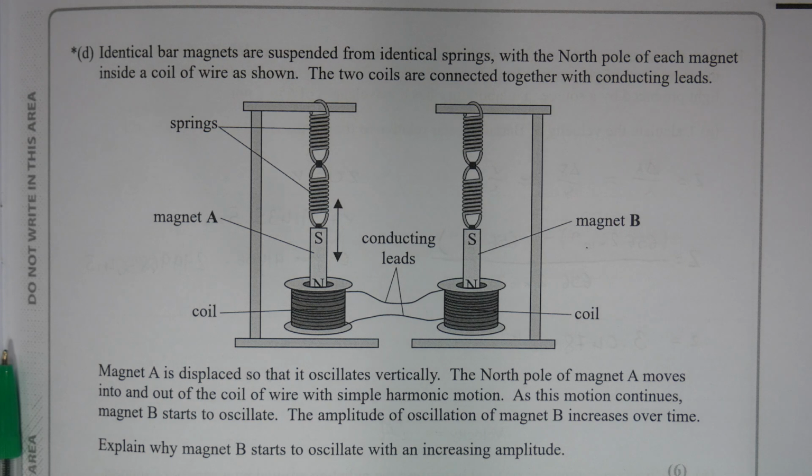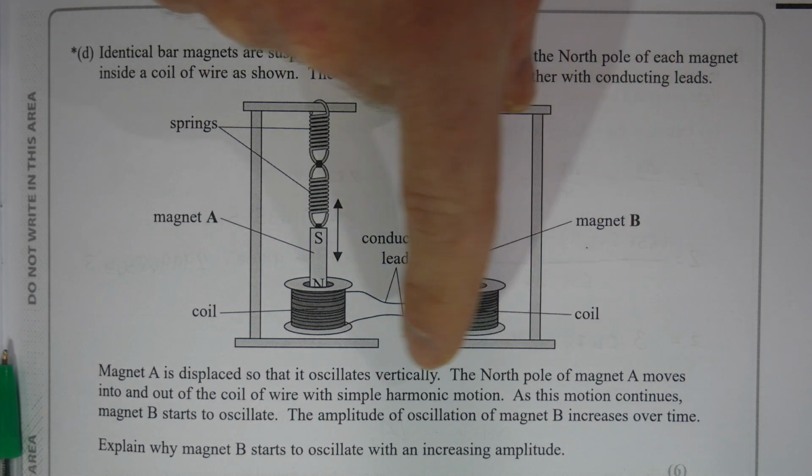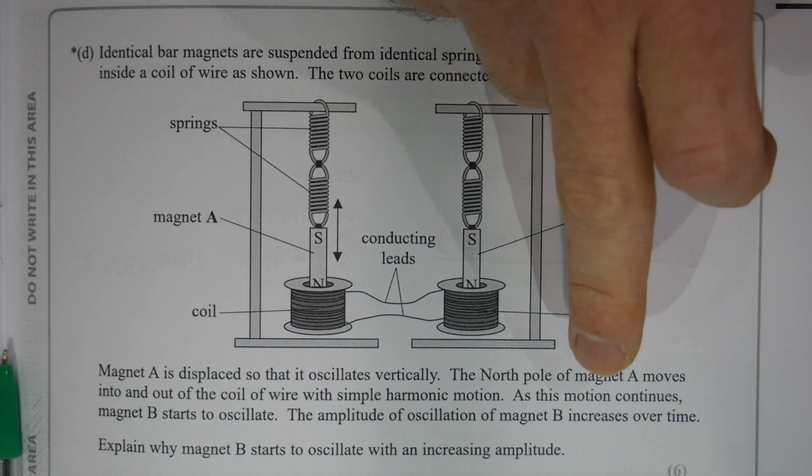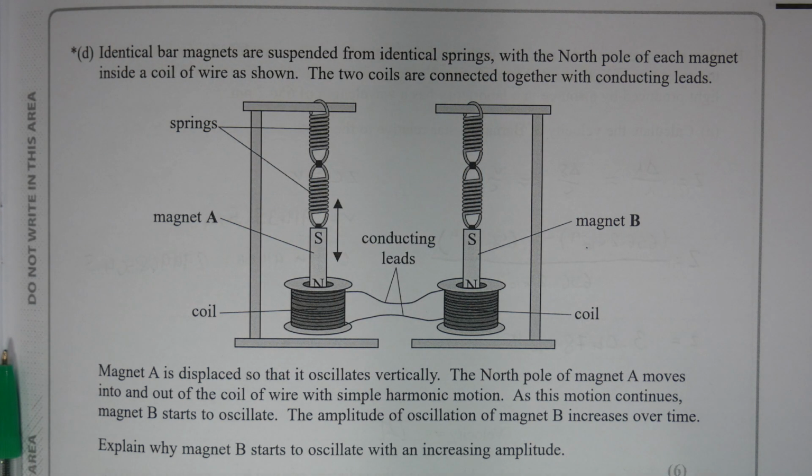Simple harmonic motion, that gives you a clue, doesn't it? As this motion continues, magnet B starts to oscillate. The amplitude of oscillation increases over time, so your first thing is, well, resonance. You're going to recognise resonance.